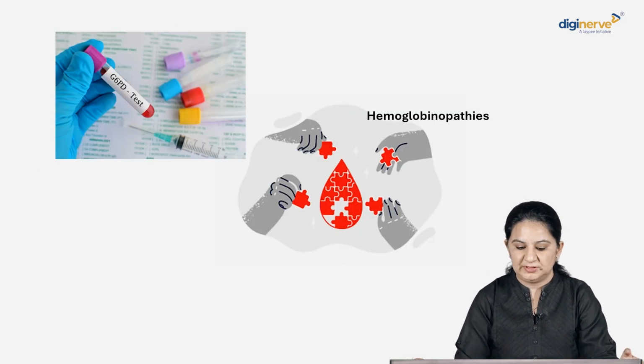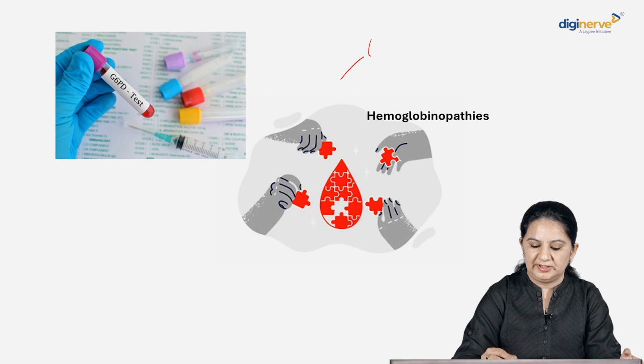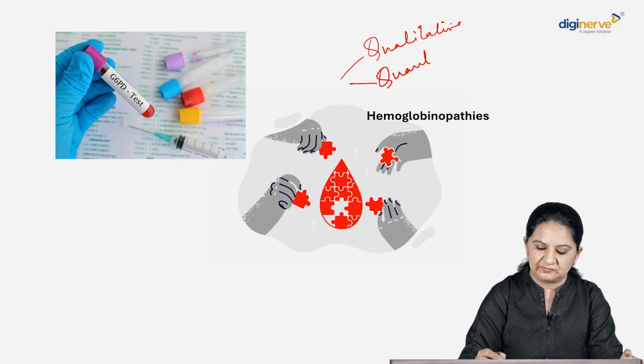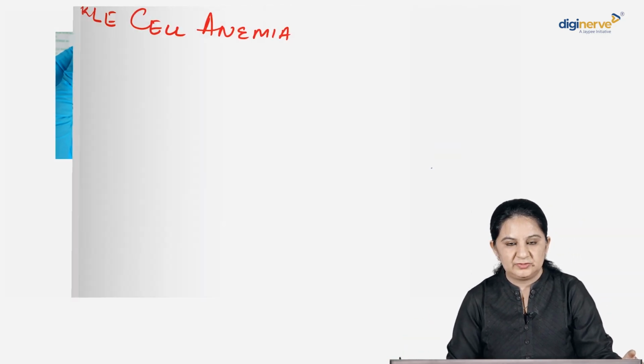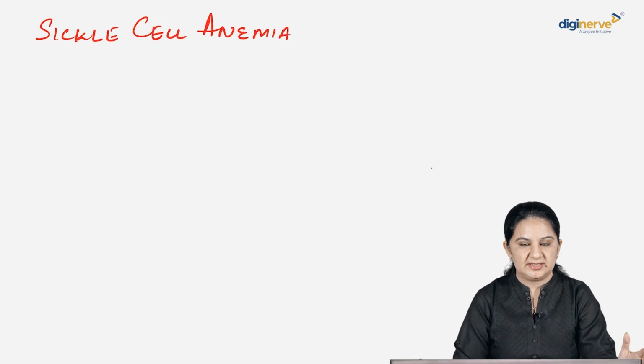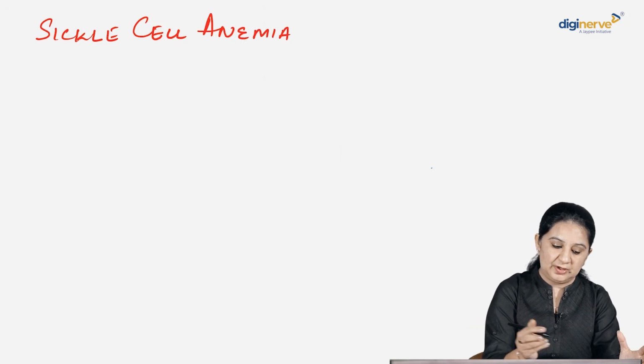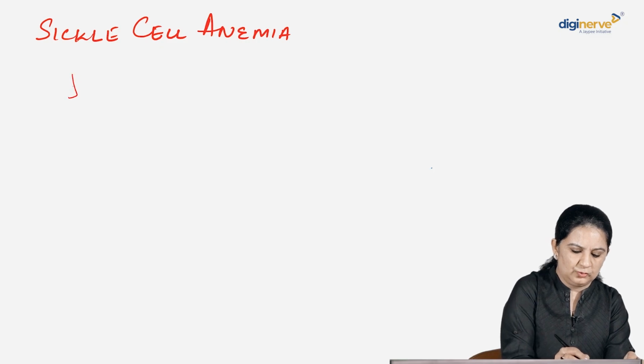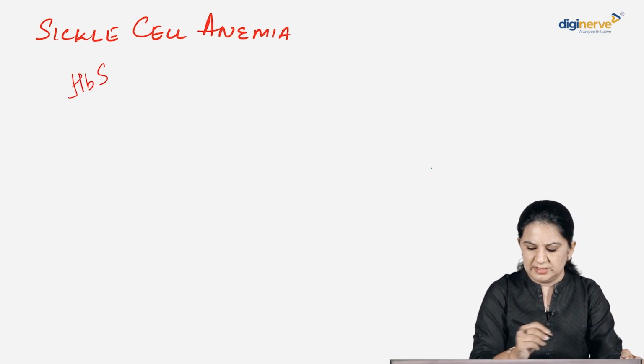Coming to hemoglobinopathies. I already told you, they could be a qualitative defect or a quantitative defect. Coming to the qualitative defect first, that is sickle cell anemia. Here the defect lies in the hemoglobin. Your adult hemoglobin is predominantly replaced by hemoglobin S, or sickle hemoglobin.